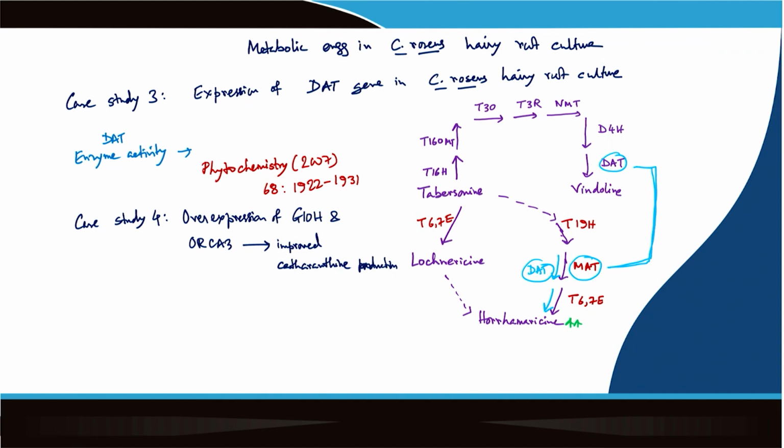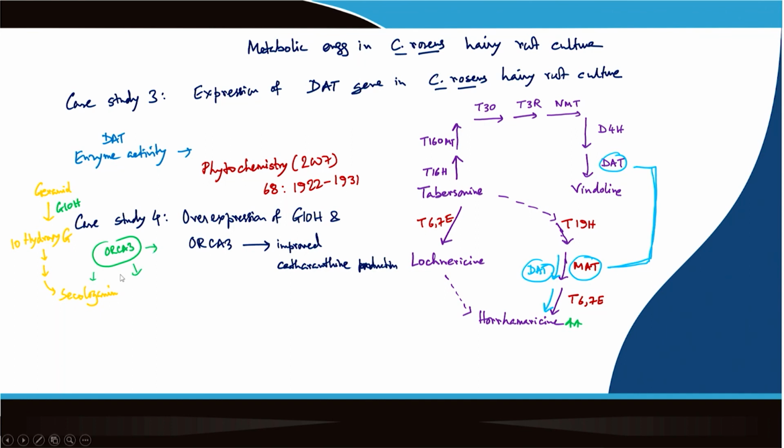Okay. So, G10H is one of the early enzymes that I have not covered in detail, which basically converts geraniol to 10-hydroxygeraniol, and this subsequently takes part in the formation of secologanin.